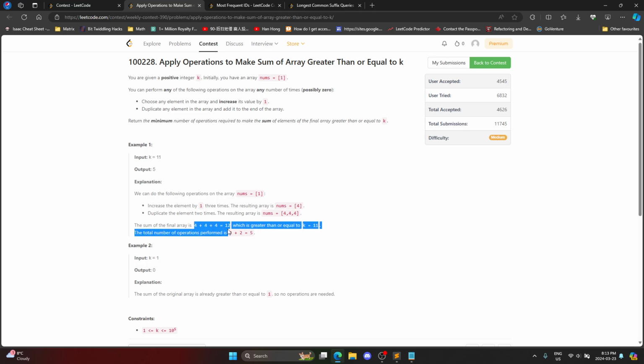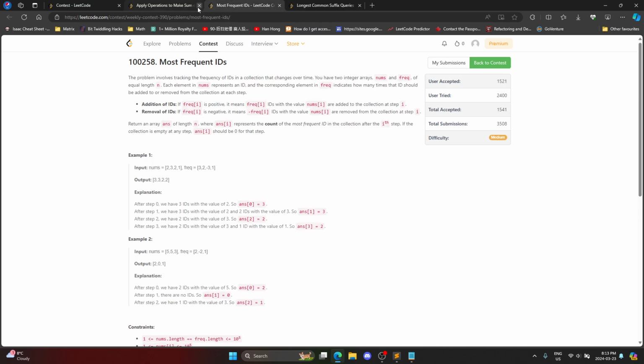I spent a good few minutes trying to make sure that this is the optimal strategy. It's kind of nice that they explained it in the example. I don't think they have any better strategy than this, to be honest. So that's problem 2. Problem 3 is just simulating it.